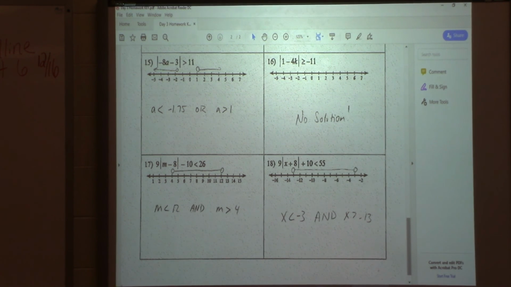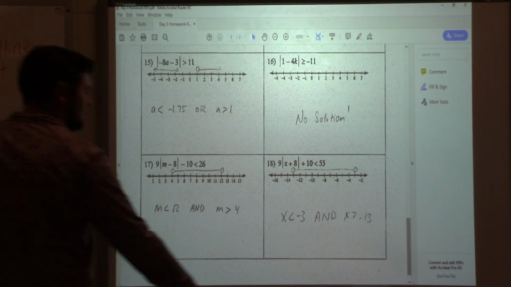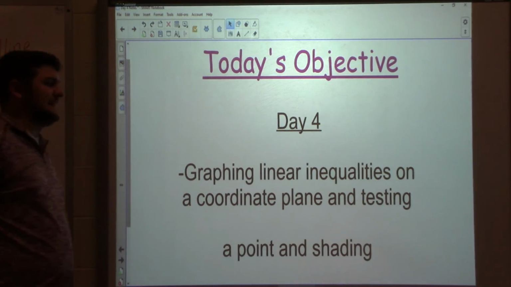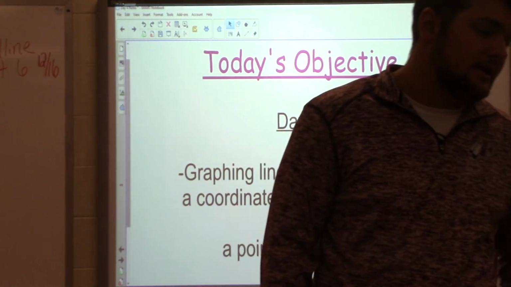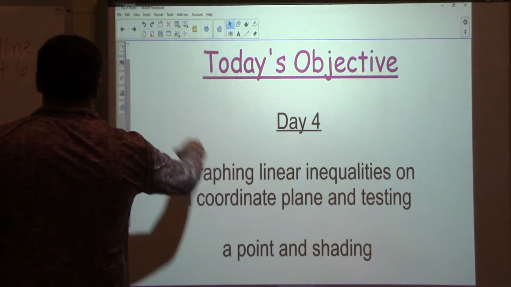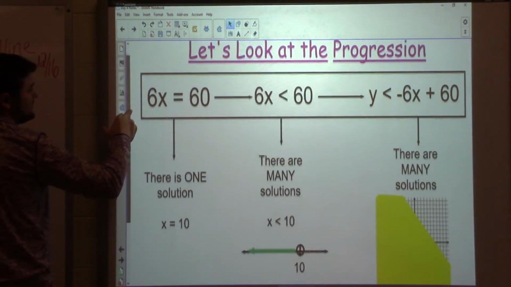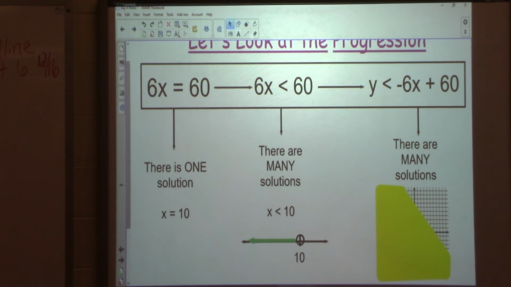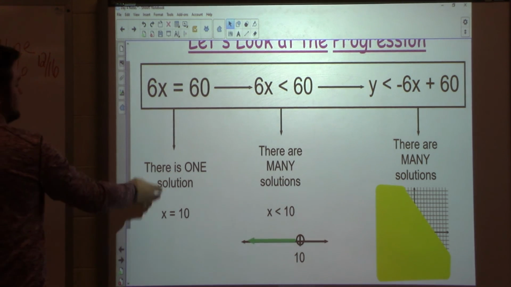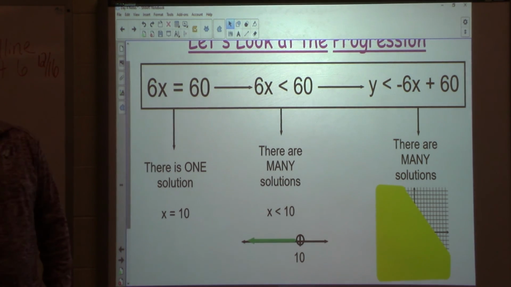This is our last day of new learning for this unit. So, what are we talking about? We're talking about graphing linear inequalities on a coordinate plane and shading, right? What we've seen so far is we start with the equation. We've done equations all year. We talked about 6x equals 60. You divide by 6 on both sides, you get x equals 10. You get one solution in an equation.